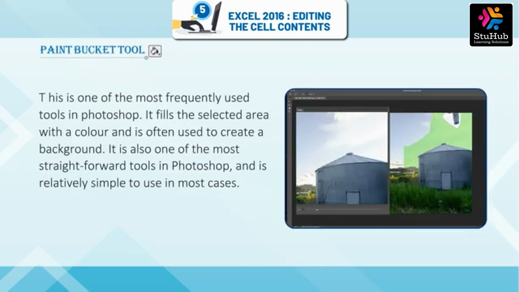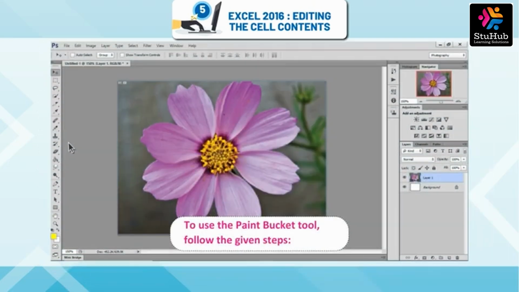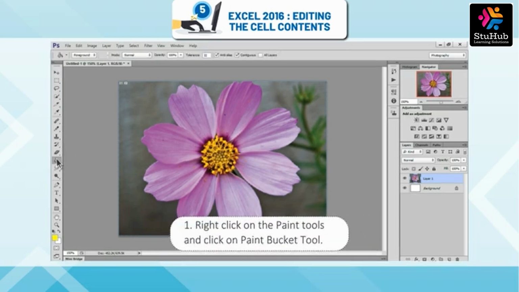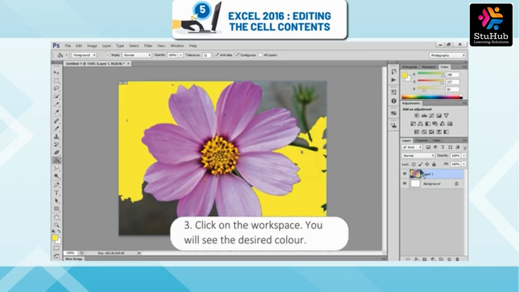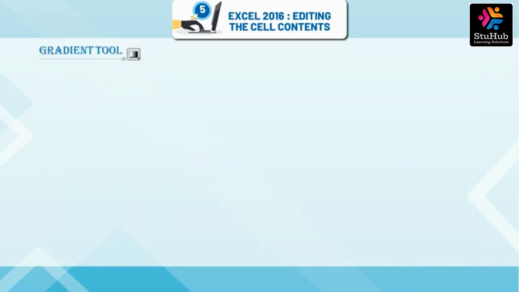Paint Bucket tool. This is one of the most frequently used tools in Photoshop. It fills the selected area with a color and is often used to create a background. It is also one of the most straightforward tools in Photoshop and is relatively simple to use in most cases. To use the Paint Bucket tool, follow the given steps. Right-click on the Paint tools and click on the Paint Bucket tool. Now, set your background and foreground colors. Click on the workspace, you will see the desired color.